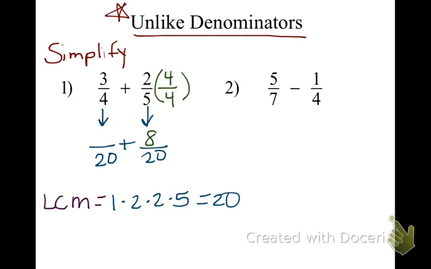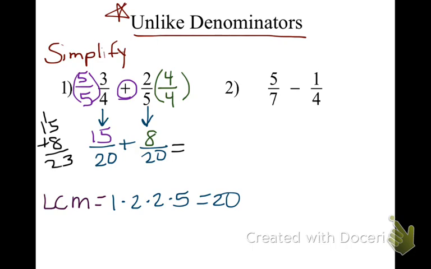And now, let's worry about my 4. So, 4 times what will give me 20? 5. If I do the bottom, I must do to the top. So 4 times 5 gave me my 20. Now, what's 5 times 3? 5 times 3 is going to give me 15. Now don't forget, we need to add, we need to simplify this as small as we can get it. So, this is going to equal 15 plus 8, which is 23 over 20. And that is my answer, right?